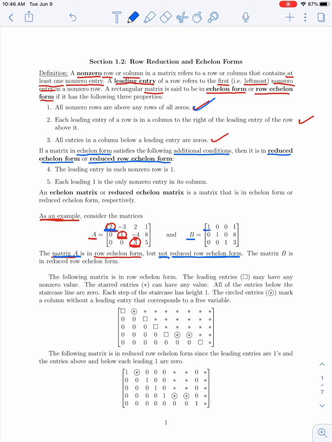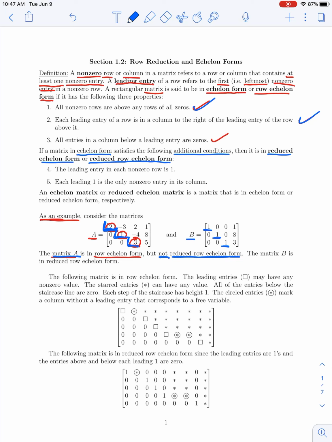So for our first row, our leading entry was this 1. For our second row, the leading entry was 1. And for our third row, this leading entry was also 1. And we see that the leading entry in the rows that appear below our first row are in a column to the right of the leading entry of that previous row. So it has what's called this staircase pattern. Our leading entries have this staircase form when we look at our matrix. So it satisfies the second condition.